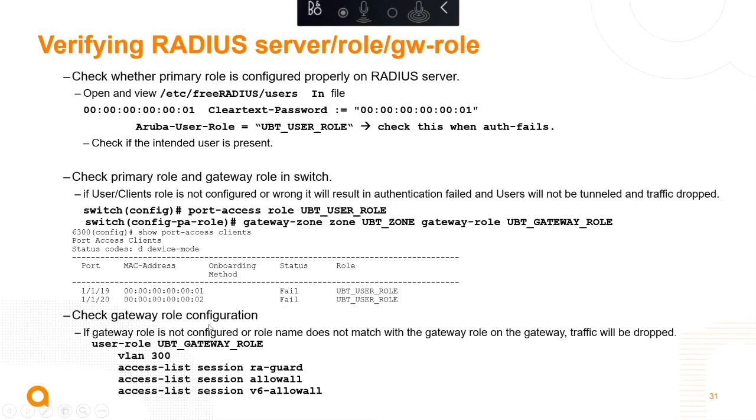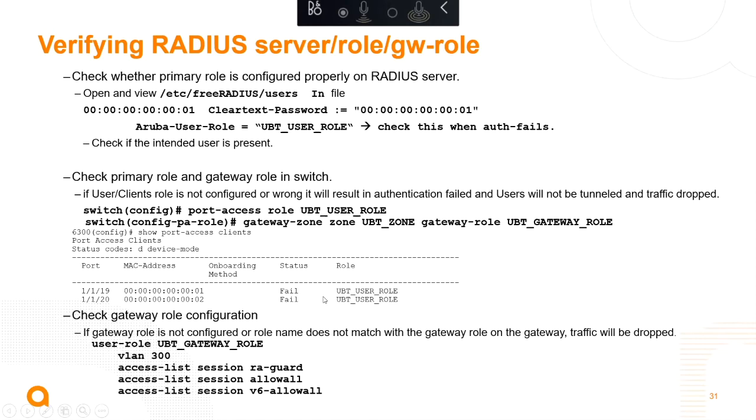In case authentication or authorization fails, the first step is to check whether show port access clients is showing something as a failure. You can also run the command show port access clients detail, and it will give you further details on what failed, whether UBT has failed or some other thing, maybe a VLAN is not configured.